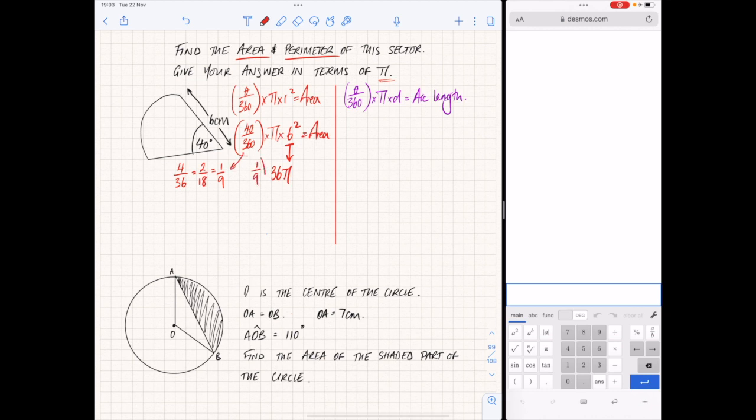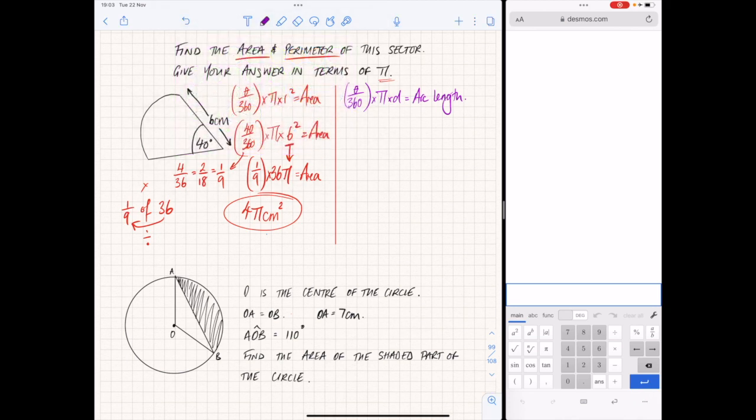So what I'm now saying is it's 1/9 times 36 pi, and that will give me the area. Now, to find the fraction of something, so it's 1/9 of 36, you divide by the bottom and times by the top. So 36 divided by 9 is 4. 4 times 1 is just 4. So that becomes 4 pi, and we're going to put centimeters squared. Okay, so the area of that sector is 4 pi centimeters squared.